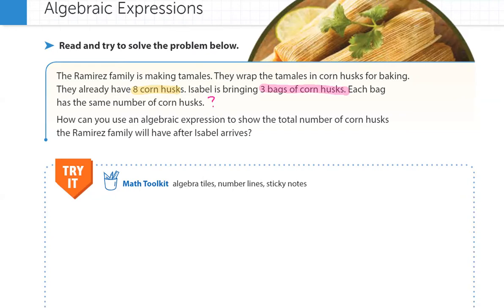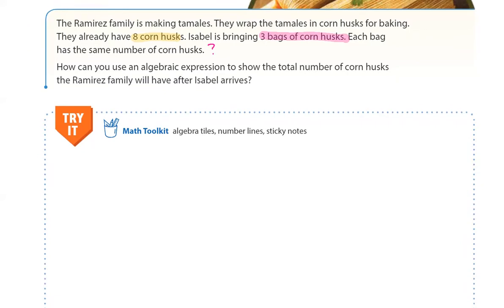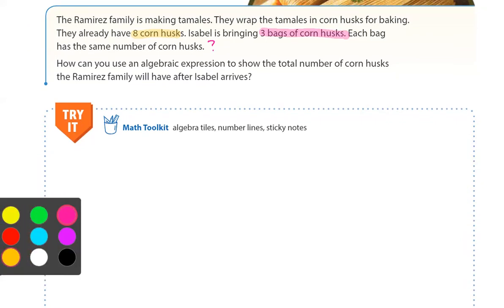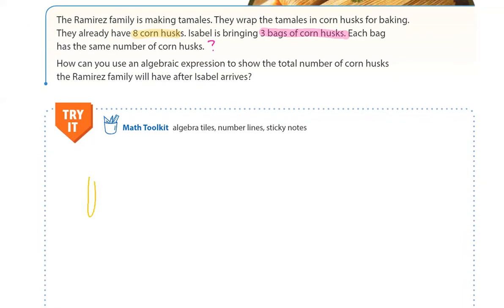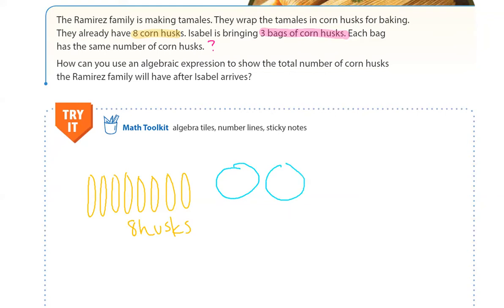So we're going to draw this. I'm going to draw some corn husks. We have 8, so 1, 2, 3, 4, 5, 6, 7, 8. We have 8 husks. And then, how many bags is Isabel bringing? She's bringing 3. And these are each a bag. And we don't know how many are in it.